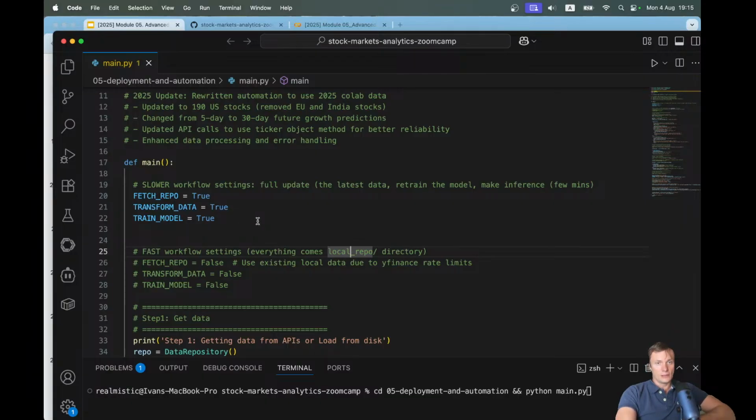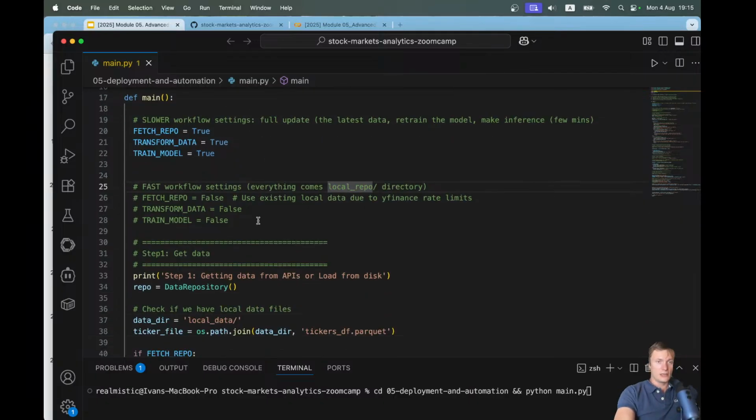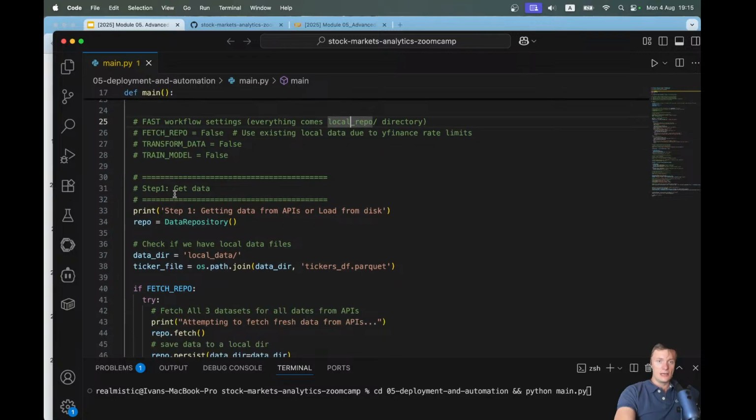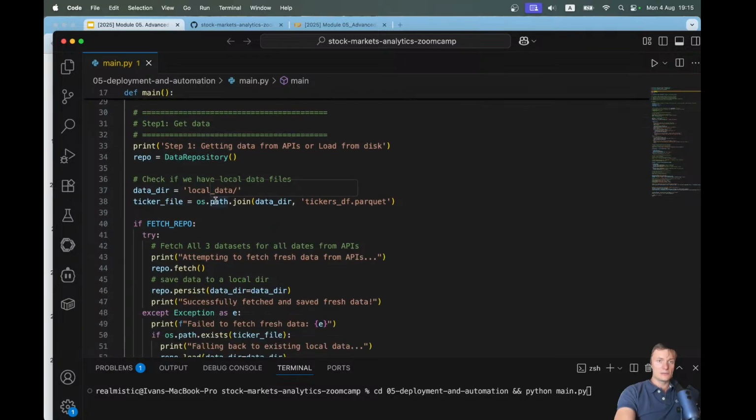And here you can see that I have stages: fetch repo, transform data, and train model. All are defined as true. That means that I want to have a slower workflow, but to run everything from scratch. So you can select any values from it. You can say fetch repo false, but transform data true and train model true if you slightly redefine the models. And that's what I have.